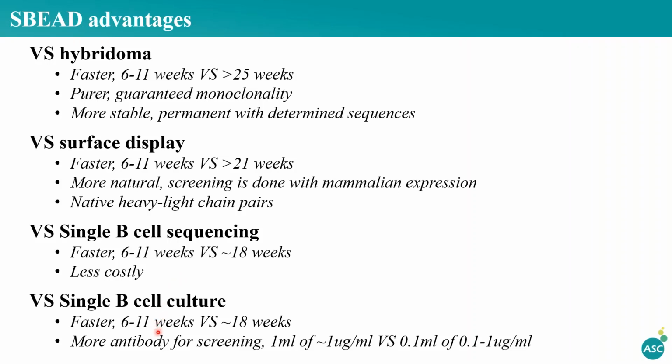Another advantage is that it produces more antibodies for screening. Like I mentioned, in single B cell culture, you usually can only produce about 100 nanogram antibody each well for screening, but using amplified RNA transfection, we typically can produce more than 1 microgram antibody in each well of 96 well plate.